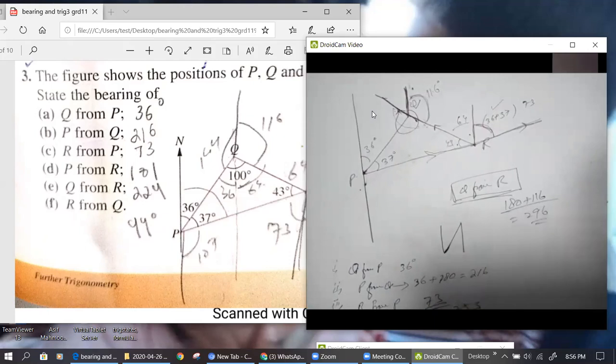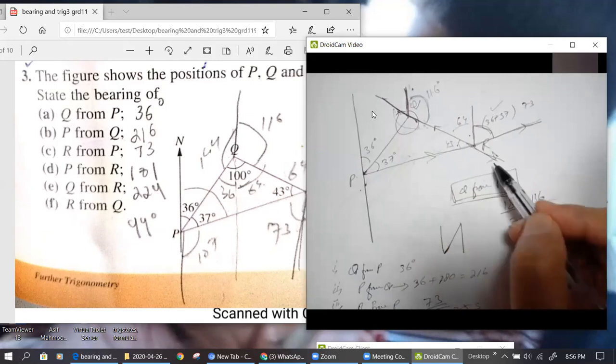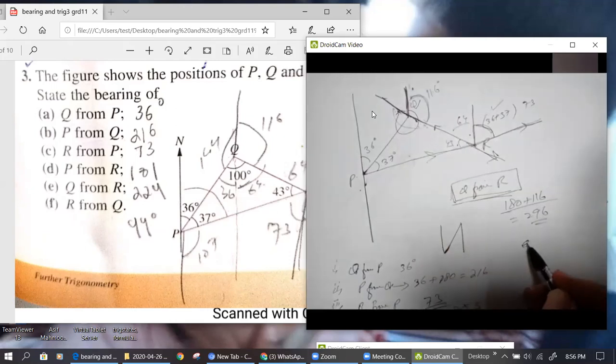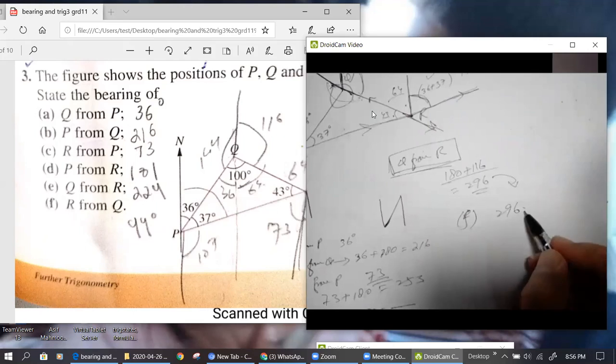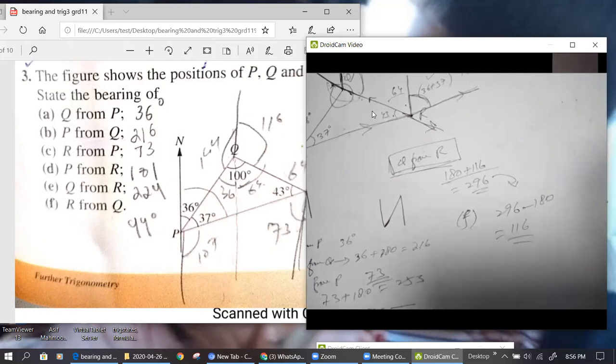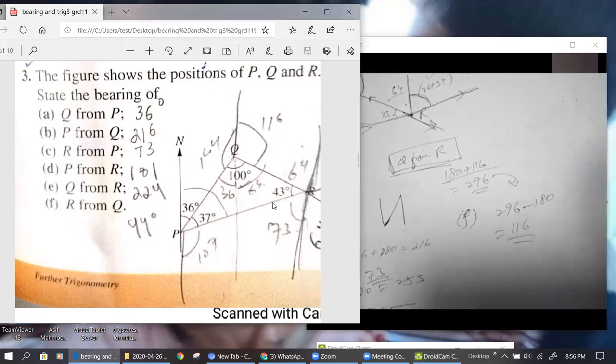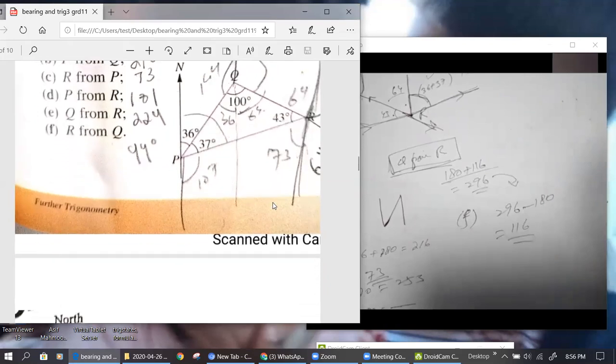Okay, now last one. R from Q. This is R from Q. Reverse. Now what will you do in the reverse? 296 minus 180. Perfect. So 116. Done. This makes sense. Got it? Yeah, it has been wonderful now. Your concept is built by doing this hard work.